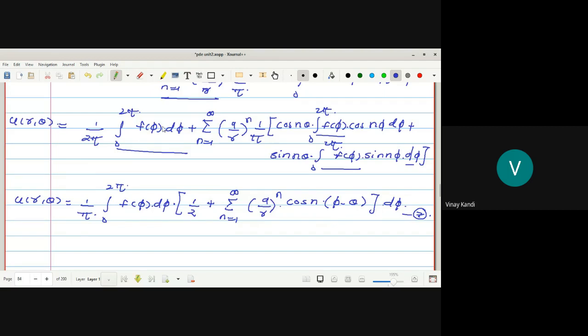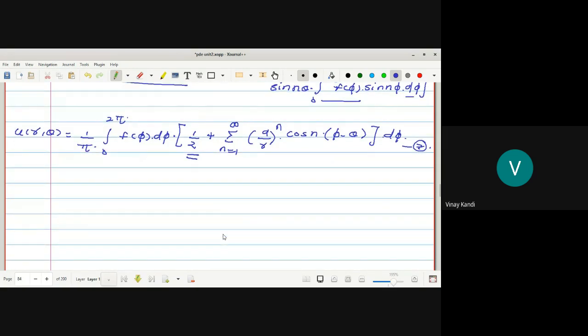ओके, ज्यातनं कॉमन काय काढलंय 0 to 2 pi f of phi d phi. ओके, इथे काय राहिला मग 1 upon 2. हॅलो, समजतंय का काही? येस सर. ओके, सिम्प्लिफिकेशन करा म्हणजे तुम्हाला समजून जाईल व्यवस्थित.